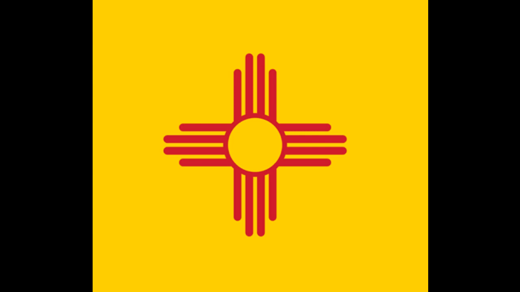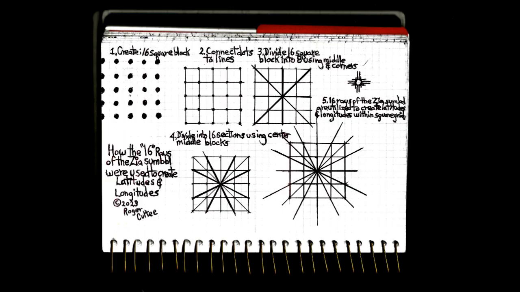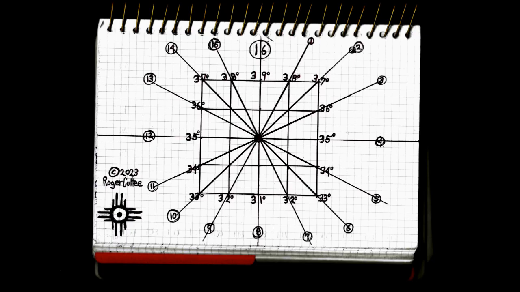By using 25 equally spaced dots to create a 16 square grid, which is the template for the latitudes and longitudes, the 16 diagonal lines that extend from the center of these trade routes are also associated with these 16 square trade grids. These 16 lines are also directional: east, north, west, and south.